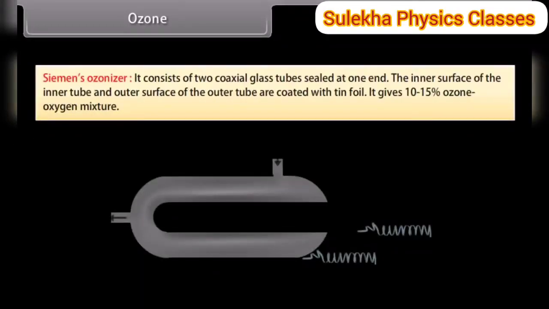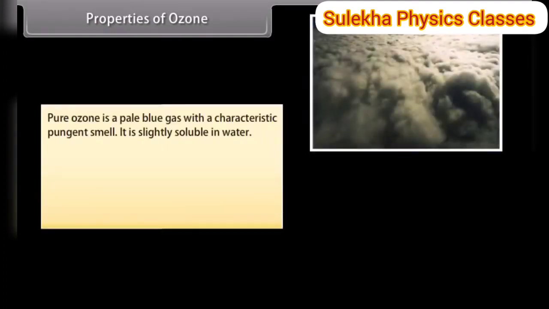Siemens ozonizer. It consists of 2 coaxial glass tubes sealed at one end. The inner surface of the inner tube and outer surface of the outer tube are coated with tin foil. It gives a 10 to 15% ozone-oxygen mixture. Properties of ozone. Pure ozone is a pale blue gas with a characteristic pungent smell. It is slightly soluble in water.